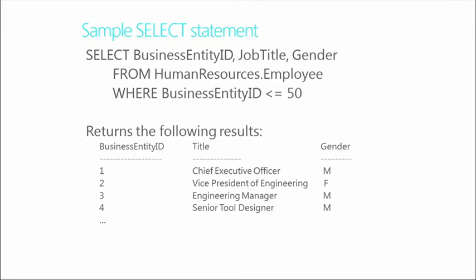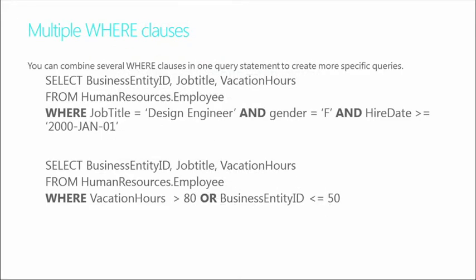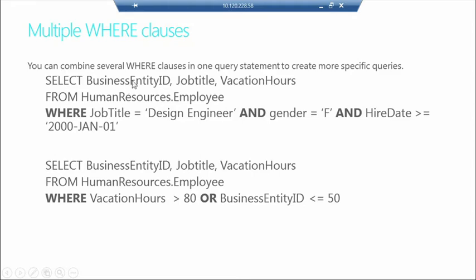So this has taken us from a simple select statement to now I'm getting a little bit pickier about what I want returned to me. I can get pickier. I can add multiple criteria to the where clause. So notice here now, I'm still doing a select on these 3 columns: business entity ID, job title, and vacation hours now.